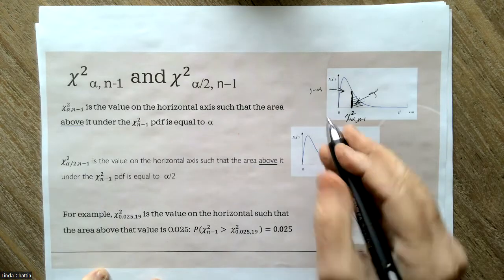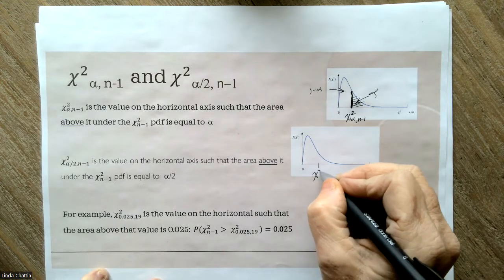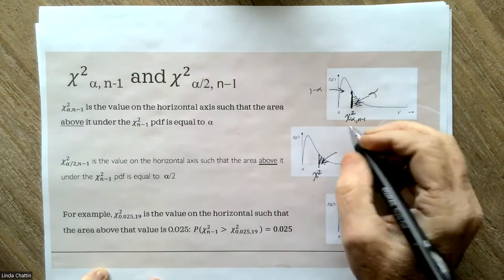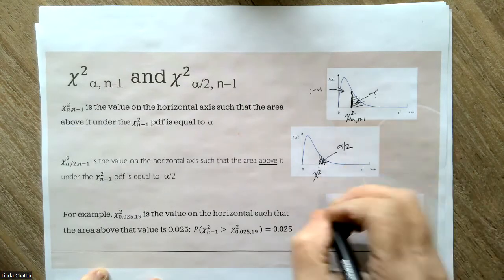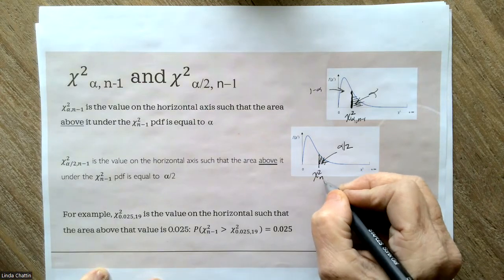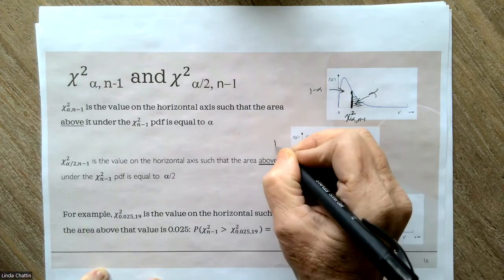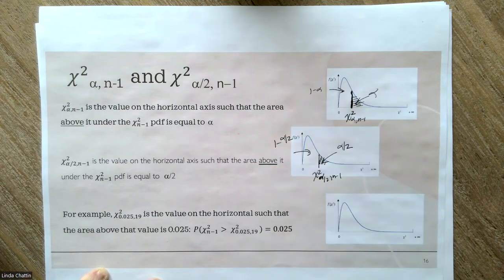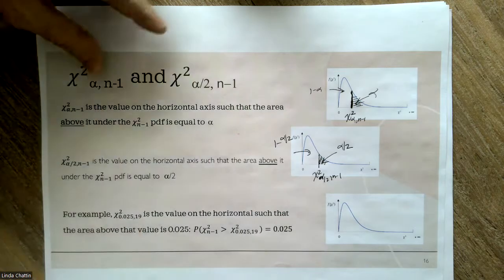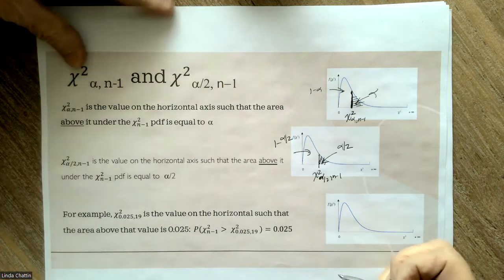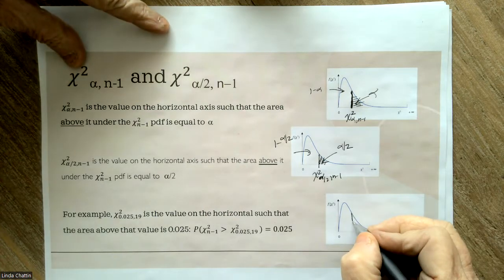Similarly, if I wanted a value on the chi-square axis such that the area above it was alpha over 2, that would be chi-square alpha over 2, n minus 1. Then the area below it would be 1 minus alpha over 2. And as an example, I can find this value by using that chi-square inverse that's in my calculator that I programmed in. So let me just show you here.